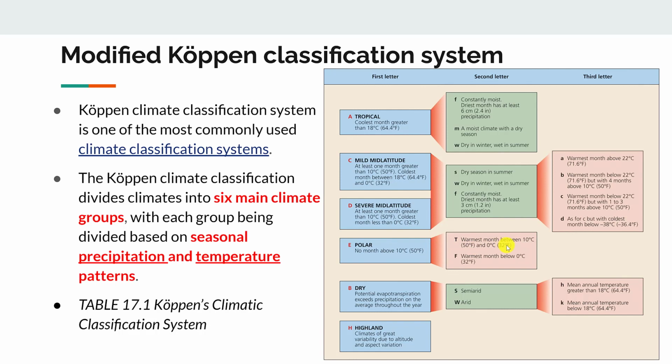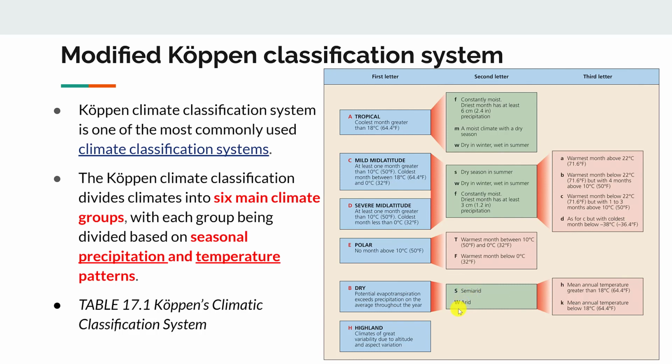ET means the warmest month is between 10 degrees and 0. It's basically taiga and tundra climate. You still have trees, but EF is extremely cold. Its warmest month is still below 32, so you don't have trees, you don't have vegetation. And dry climate is easy. You still need to put it uppercase.